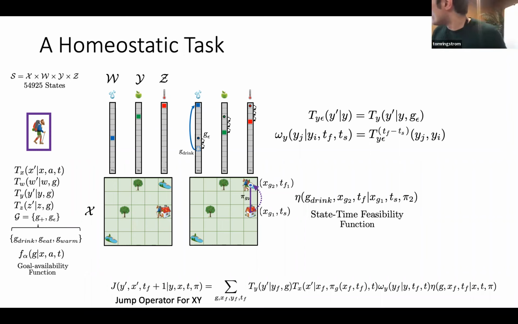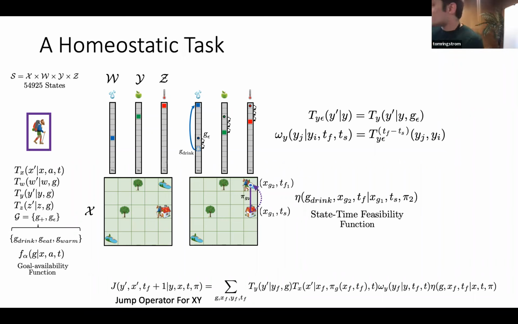So if we have this state time feasibility function, we just compose it, and we're just focusing on x, y right now. We're not talking about the entire state space, but if we compose it with omega y, and then we update it 1 step, so this is the 1-step update after you drink water, then we form this operator.